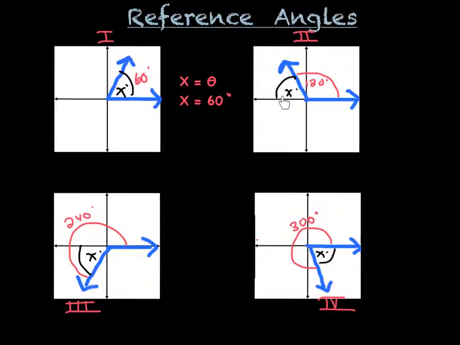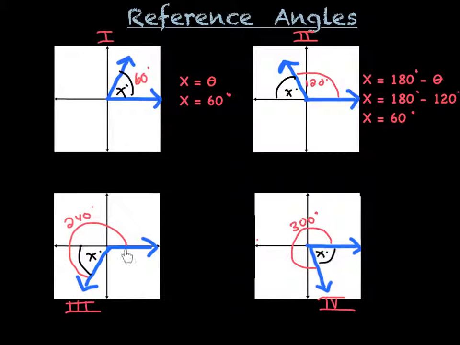So if we wanted to find the measure of this reference angle, we could just take that entire half circle, which is 180 degrees, and subtract off the second quadrant angle, the 120. So if we wanted to find x, our reference angle, we could just take 180 and subtract off theta. Or in this specific example, we could take 180 and subtract off 120, which again is going to give us a reference angle of 60 degrees.